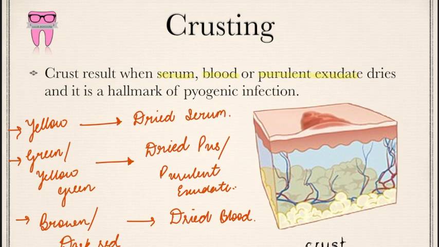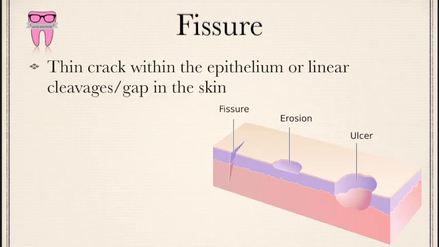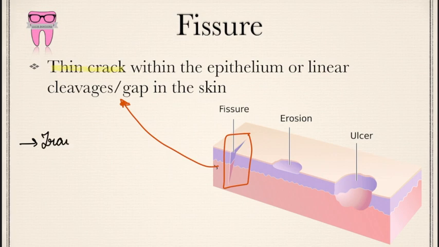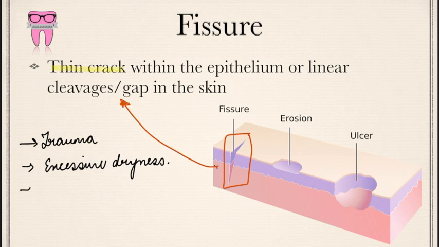Now coming to the next lesion under this category, we have fissure. Fissure is a thin crack within the epithelium or linear cleavage. As you can see here, it's a linear cleavage or gap in the skin. It could occur because of trauma or excessive dryness, or it could be because of malnutrition.